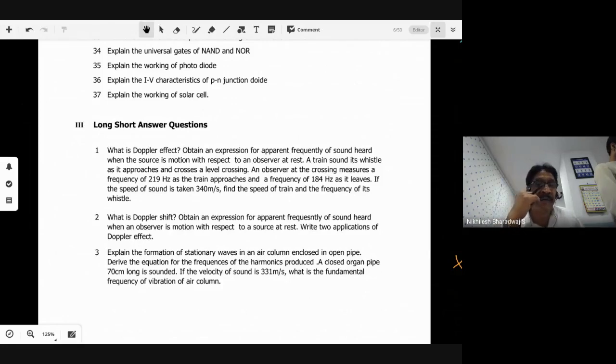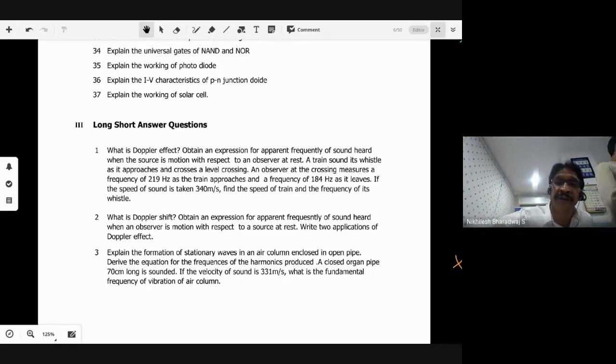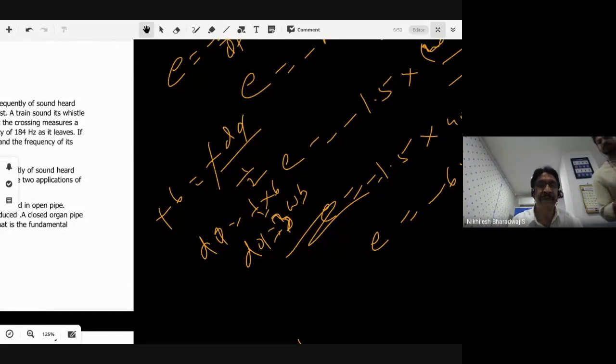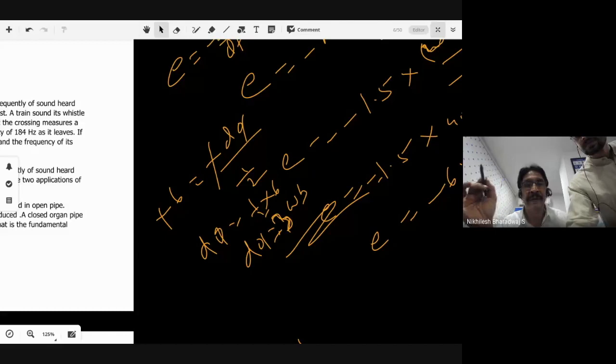As you know, what is the Doppler effect? The apparent change in frequency of sound due to the relative motion between the source and the observer is known as the Doppler effect. You go through the derivation for it. We can say that we derive it.